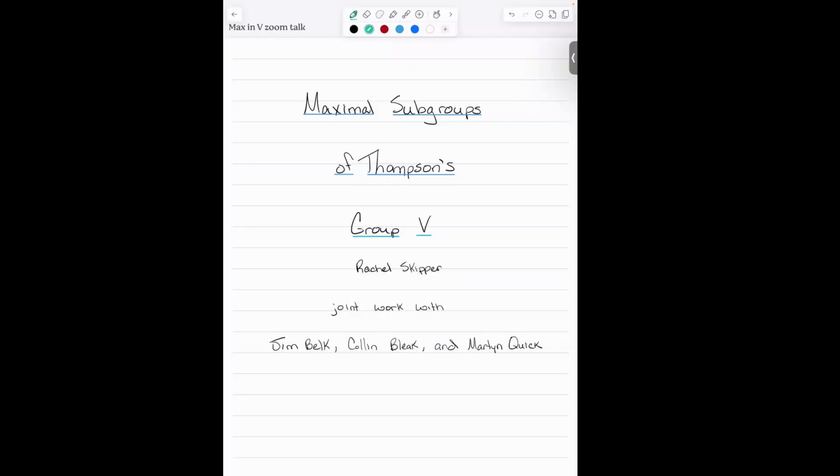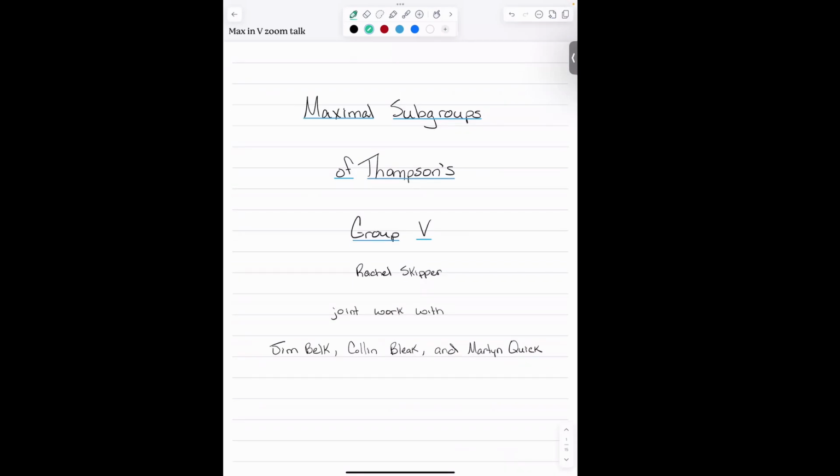Okay, so our second talk today is by Rachel Skipper. And what will you talk about? Yeah, so I'm talking about maximal subgroups of Thompson's group V.